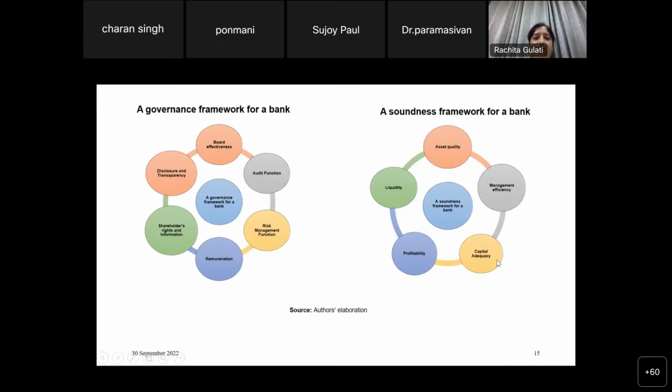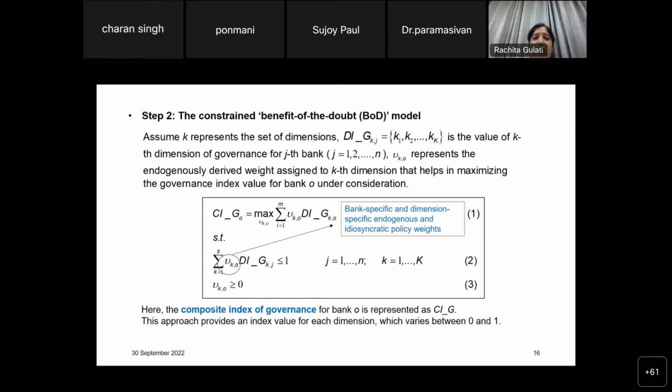and liquidity. In the second step, we attempted to aggregate the dimensional indicators to build a composite index of bank governance. The advantage of using this framework is that it provides endogenously driven weights, and those weights are bank specific as well as dimension specific, and help us to identify the policy priorities placed by a specific bank on the distinct dimensions.